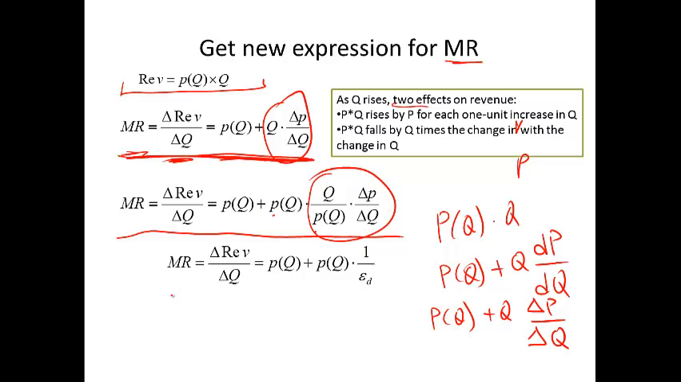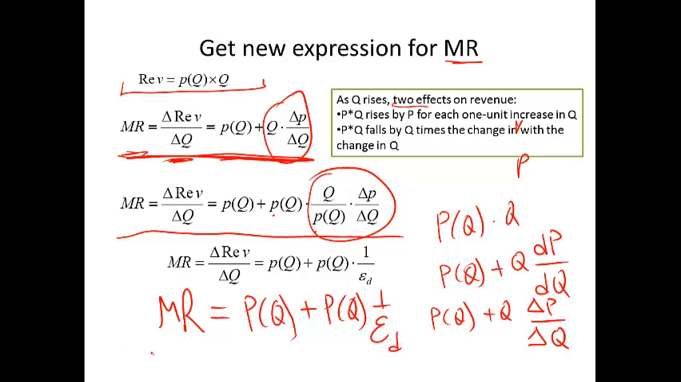So that means that marginal revenue can be written as P of Q plus P of Q times 1 over this demand elasticity. And there we have it.